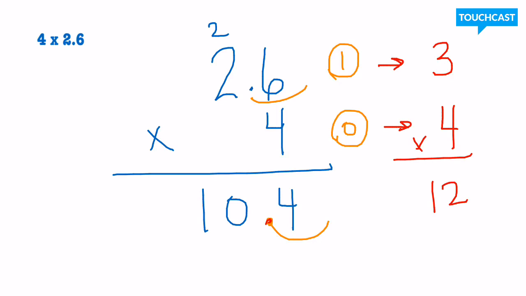in your journal. 2.6 times 4, the exact answer is 10.4. My estimate: I rounded 2.6 up to 3 and multiplied 3 times 4 and got about 12. An estimate of 12 and an exact answer of 10.4 is pretty close and pretty reasonable to me. Hopefully your journal looks quite like this.